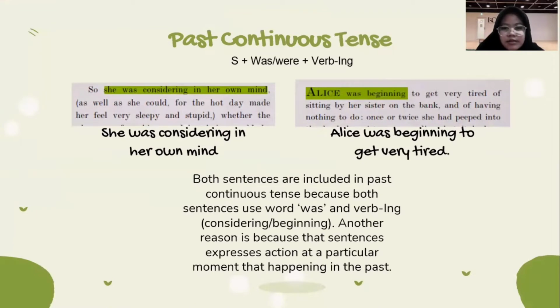Next is past continuous tense. Past continuous tense has the pattern subject plus be, was or were, plus verb ing. The first sentence that I found is "she was considering in her own mind." The second is "Alice was beginning to get very tired." Both sentences are included in past continuous tense because both use the word was and verb ing, considering and beginning. Another reason is because the sentences express an action at a particular moment happening in the past.